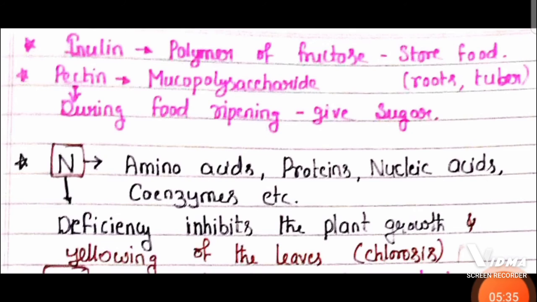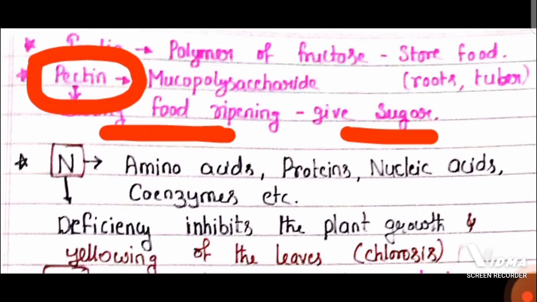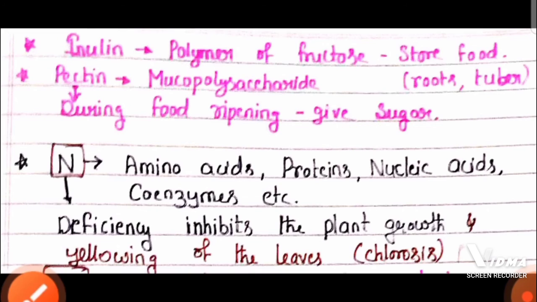And it is a part of the plant cell wall, and during the ripening of fruits especially, this pectin is hydrolyzed to give sugar. Pectin is made up of mucopolysaccharide, and during fruit ripening it is hydrolyzed to give the sugar.